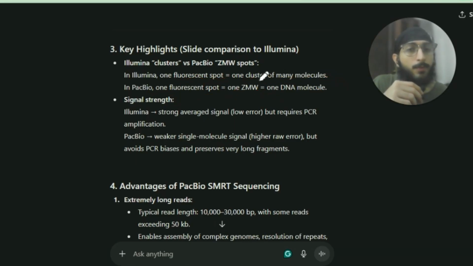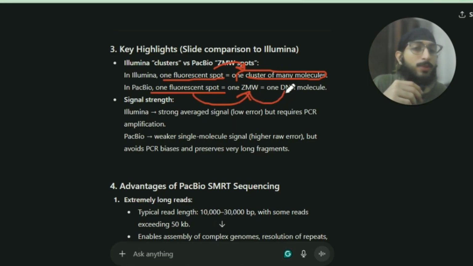So that is the difference. Here we have multiple molecules within a cluster, which is shown by one fluorescent spot. And in PacBio, one fluorescent spot corresponds to one ZMW, which means we have one DNA molecule only, right? So that is the main difference.